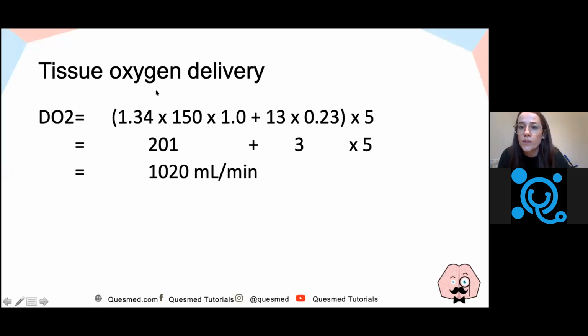But also what's really important about this equation is no matter how well saturated your hemoglobin is, unless you have a good hemoglobin concentration to start with, your tissue oxygenation isn't going to be brilliant. So in order to get good tissue oxygen delivery, we need to have a good starting hemoglobin level, good saturations, and also a good cardiac output. So we really need a lot of things to be working well in order to get oxygen to the tissues, okay?